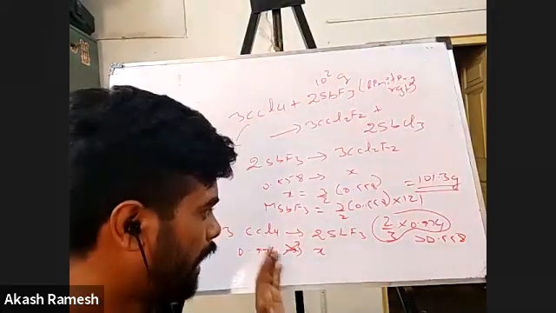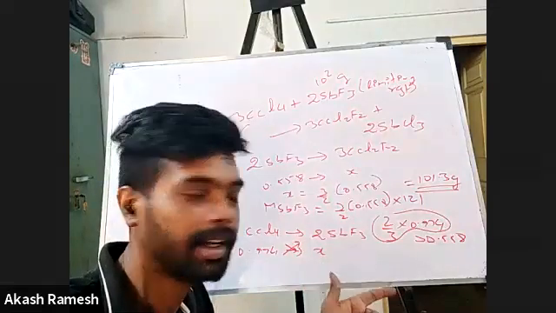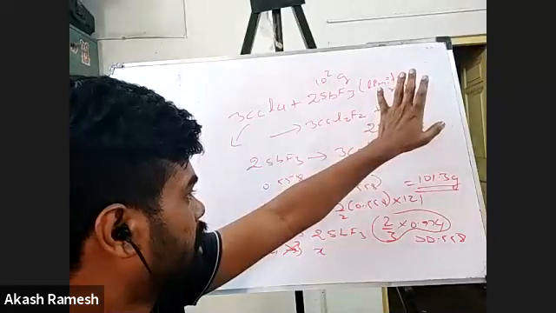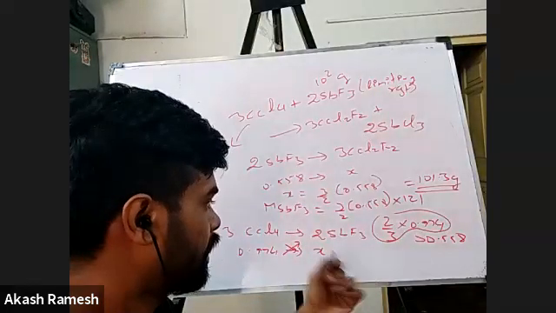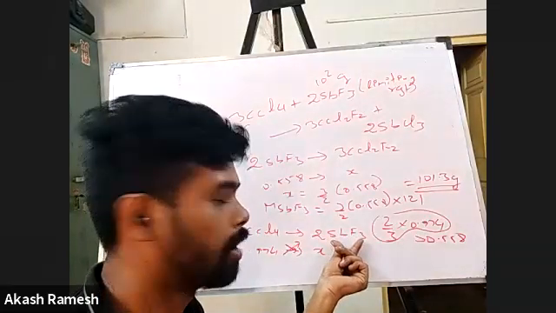101.3 grams. I didn't do anything extra here. It's just that the numbers are a little complex, right? So you have to understand that. First, I wrote the stoichiometric equation, and I found out which is the limiting reagent. I hope you know how to find the limiting reagent. I found out SbF3 to be the limiting reagent.